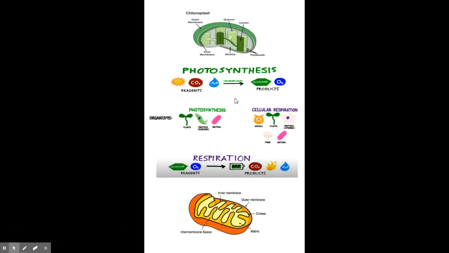Remember that if we look at these two equations, they're kind of opposites. The products of one will be the reactants of the other. And so they cycle back and forth, like in the carbon cycle.